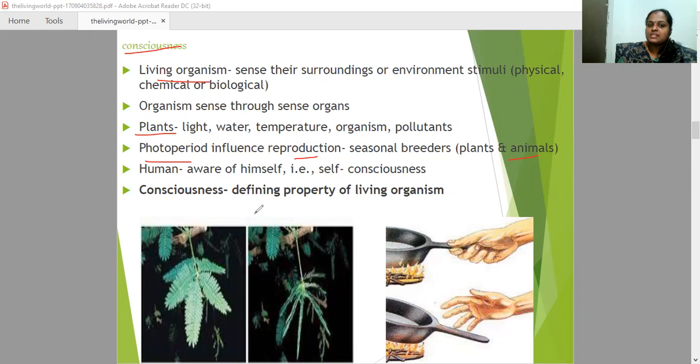So consciousness is referred to as a defining property of living organisms. If you touch a touch-me-not plant, or when you touch a hot object or cold object, the organism shows a response, right? Either it is a plant or an animal. So consciousness is a defining property of living organisms.